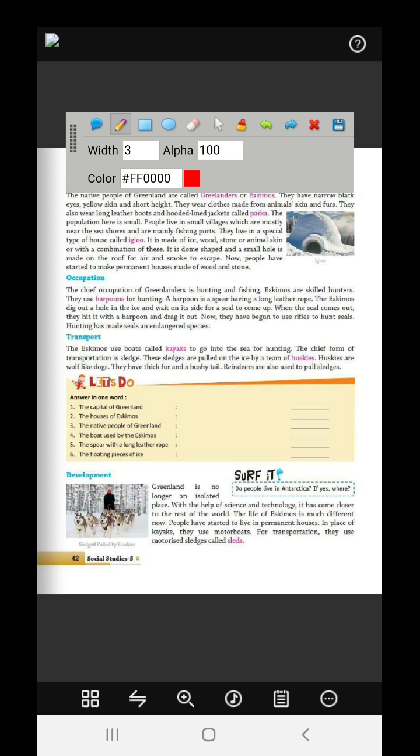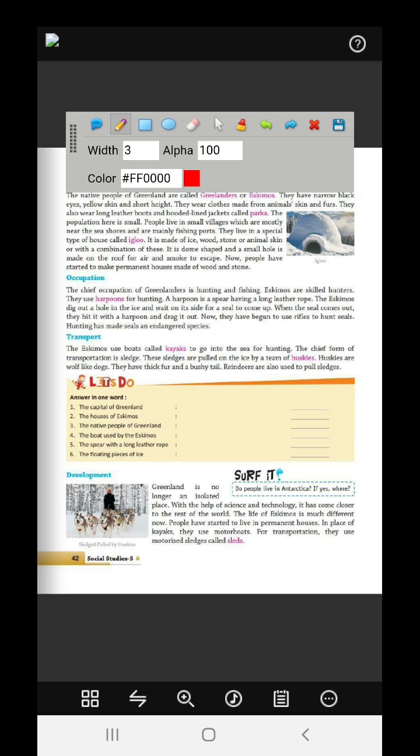They live in a special type of house called igloos. It's made up of ice, wood, stone or animal skin, or a combination of these. It is dome shaped and a small hole is made on the roof for air and smoke to escape. Now people have started to make permanent houses using wood and stone. The olden days have passed away, obviously.